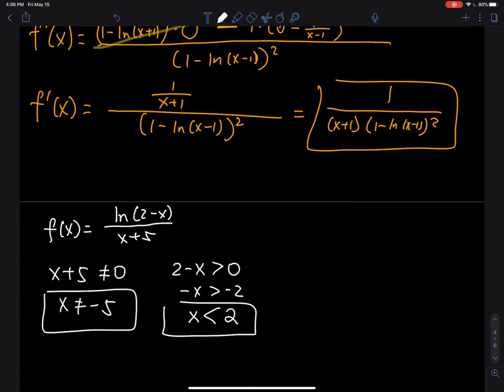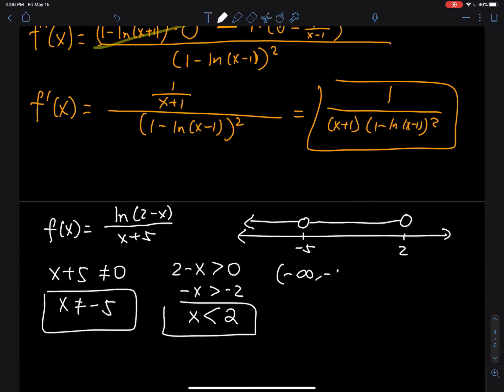And then we have a number line, negative 5 and a 2, x must be less than 2. And then we have to skip negative 5. So the domain is from negative infinity to negative 5, and then from negative 5 to positive 2. So that is another domain problem that I would like to discuss.